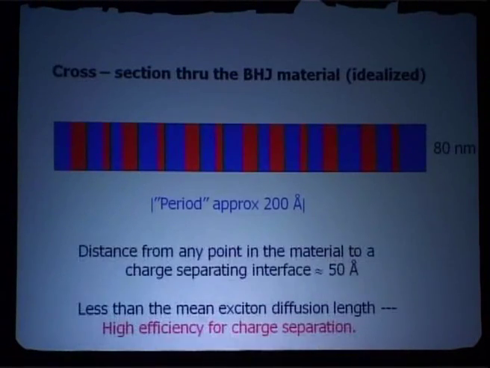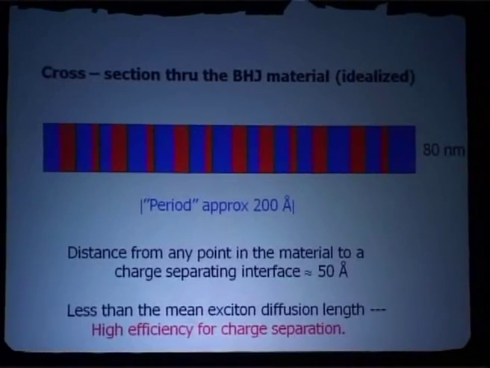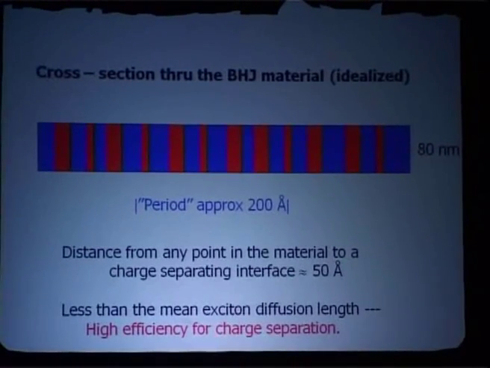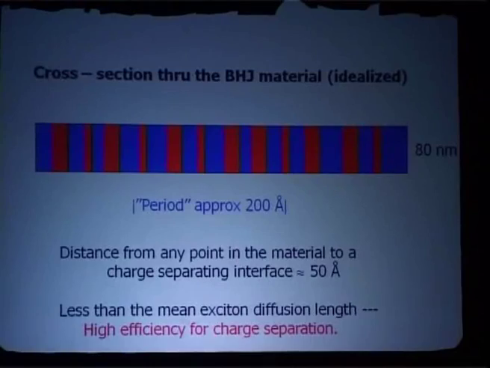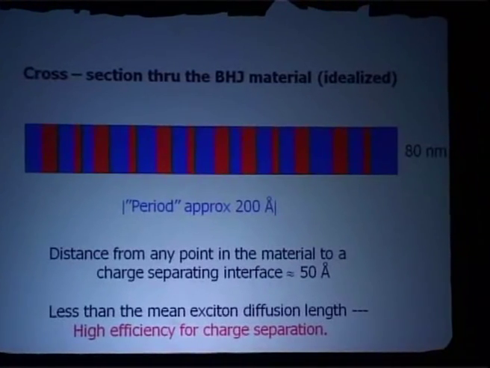Now, let me move to cross-sectional images for just a second and come back to this question that was asked. I've been showing you top-down images. They're interesting, they're important, but I would really like to see cross-sectional images to see if I can actually collect the charge at these interfaces. As I said, the periodicity seems to be about right.